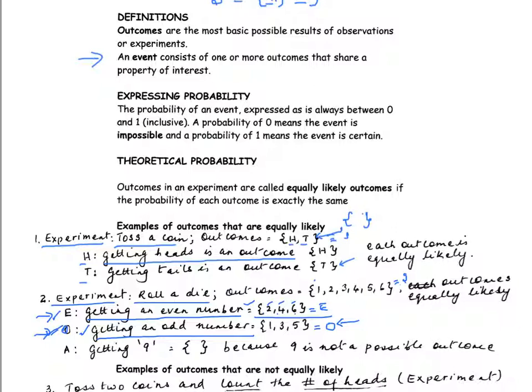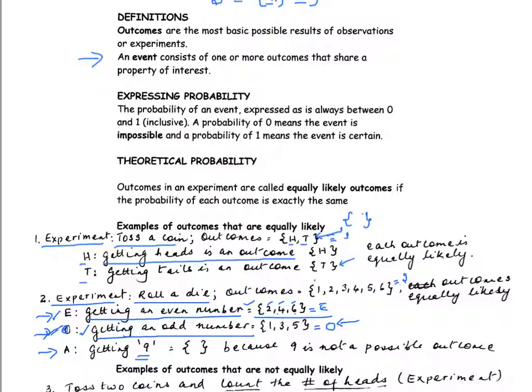Now, another example of an event is getting a 9. And you're probably wondering, is it even possible to get a 9? And you're right, it is impossible to get a 9. So out of the possibilities 1 through 6, none of them fit the description 9. So therefore, in this experiment, 9 is impossible.